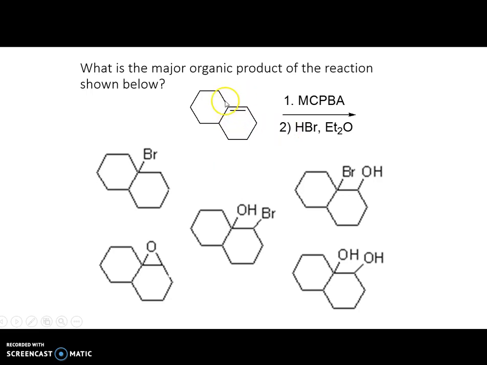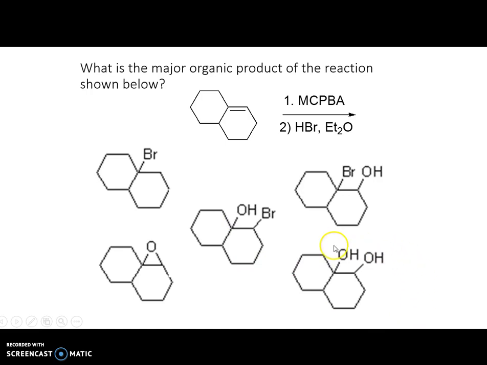Now when we treat it with hydrobromic acid, we look to see we've got secondary here, tertiary here. So we know the bromide is going to be attached to the tertiary carbon. So if I look around, the bromide's attached to the tertiary carbon there, but we don't have the alcohol group over here. MCPBA would make this compound, but the hydrobromic acid would cleave it. This compound wouldn't happen because the bromide is going to want to go to the tertiary carbon.